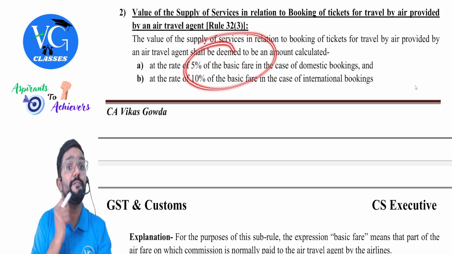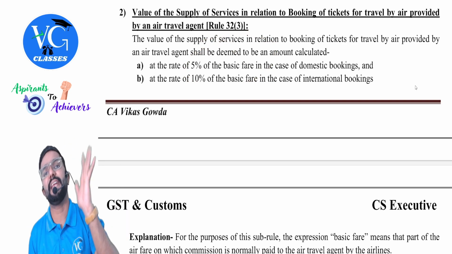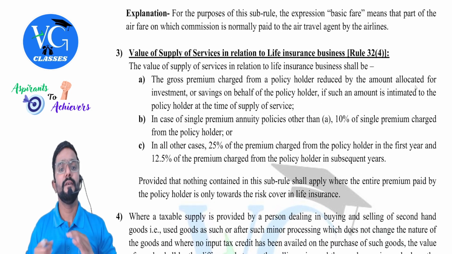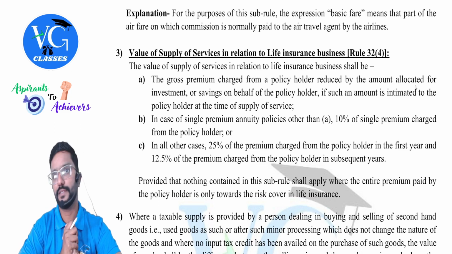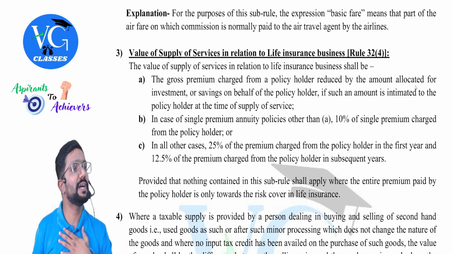This is the value of supply for whom? The agent who is helping a person to book air tickets. Okay. Sir, what is that basic fare? For the purpose of this subrule, the expression basic fare means that part of airfare on which commission is normally paid to the air travel agent by the airlines. Clear? This is the amount on which the air travel agent will earn the commission.